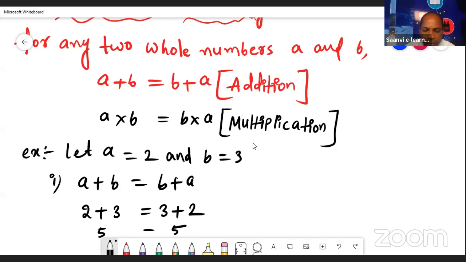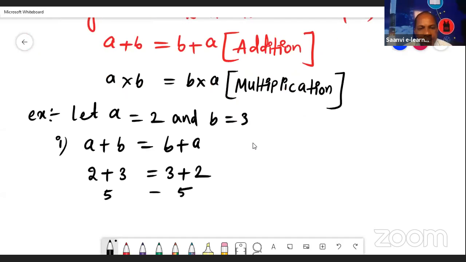So did we get the same result in LHS and RHS? Yes. See, we have taken two whole numbers 2 and 3 and we added in straight and reverse order. We get the same result, and this result is always a whole number. It means when we add any two whole numbers in any order, we get the same whole number. If the whole numbers are a and b, a plus b is equal to b plus a. The same way, when we multiply any two whole numbers in any order, we get the same result, and that result will be a whole number. Let us see the second one.